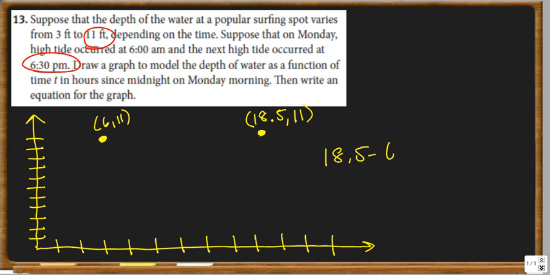So we just need to do 18.5 minus 6, which gives us 12.5. So the distance between the two of them is 12.5. We're going to divide that by 2 because we want to go halfway between them. That should give us 6.25. So we need to move from this point 6.25 over in order to find our minimum. So we should plot our point at 12.25, which will be 1, 2, 3, 4, 5, 6, and a little bit over, at 3.